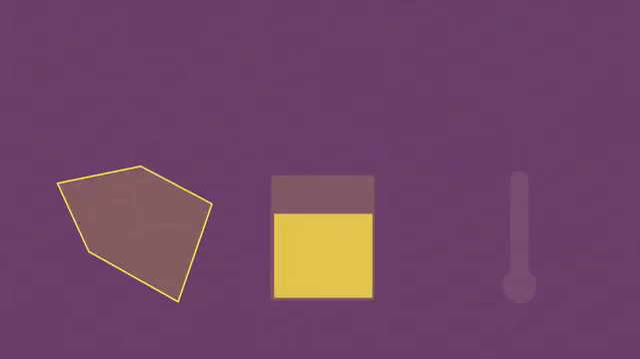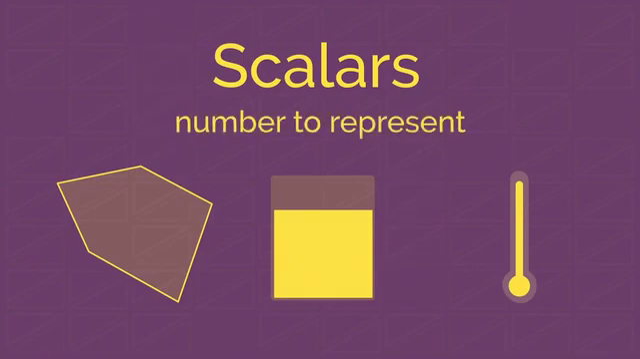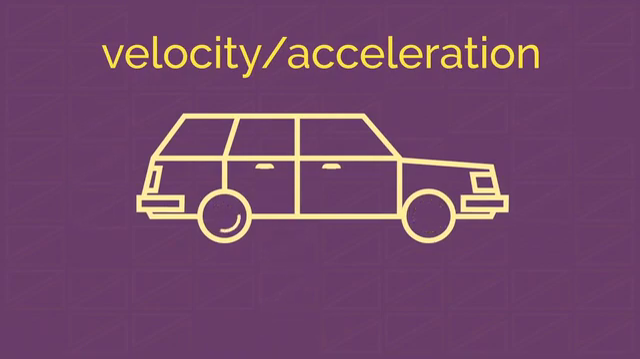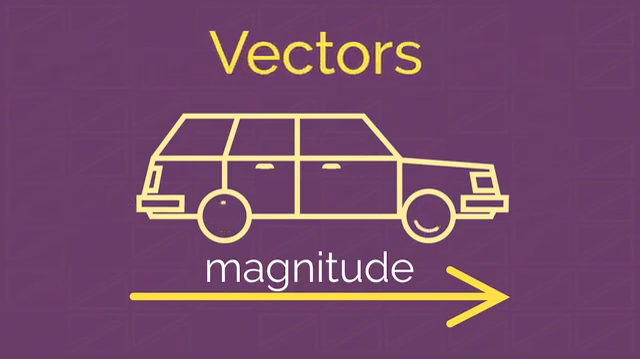Physical properties like area, volume, and temperature are scalars, since we only need a number to represent them. But when we deal with other properties such as velocity and acceleration, we may use both a size and a direction. Such objects which have a direction and a size or magnitude are called vectors.